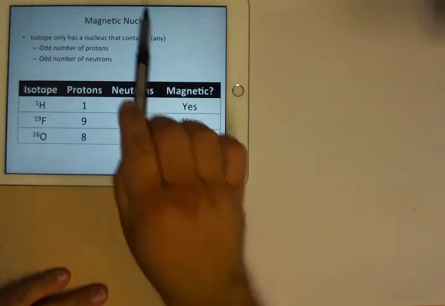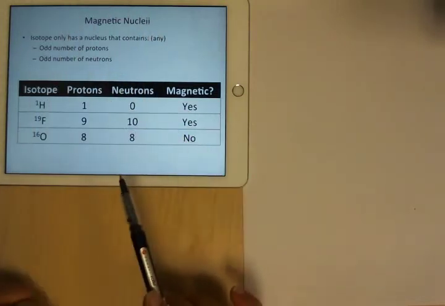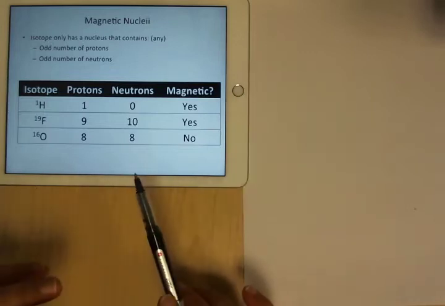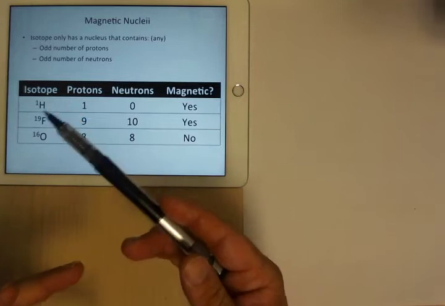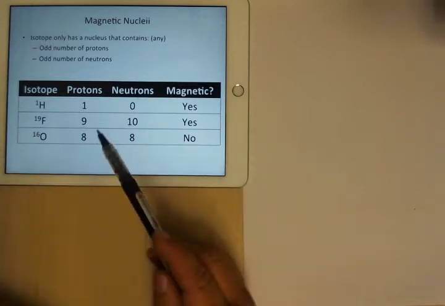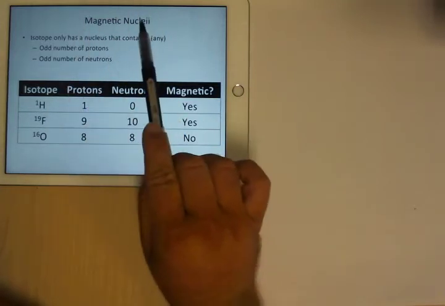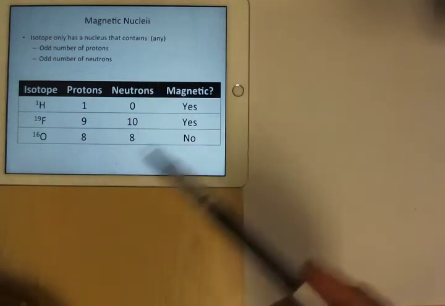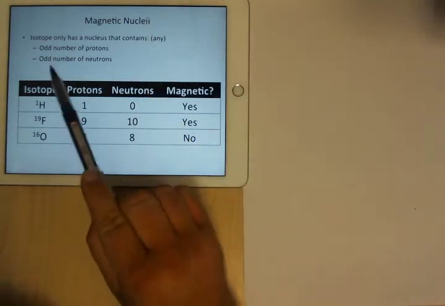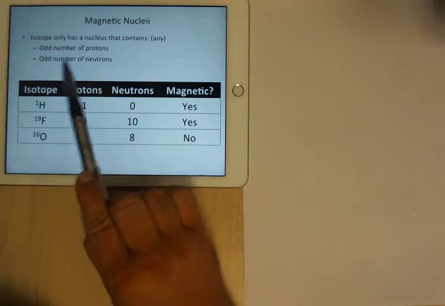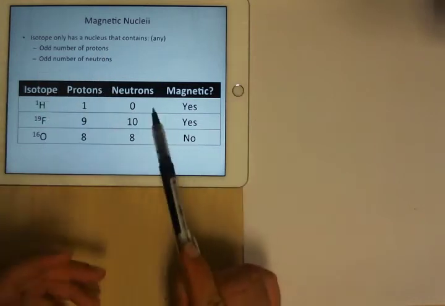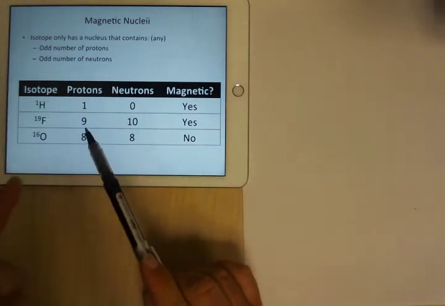So what you need in order to be able to do this technique, okay, is to be able to look at the atoms. With this technique, you actually have to have these magnetic nuclei in order to have this up-down. It turns out you need either an odd number of protons or an odd number of neutrons. It doesn't matter which one. As long as you satisfy one of those criteria, you're good.